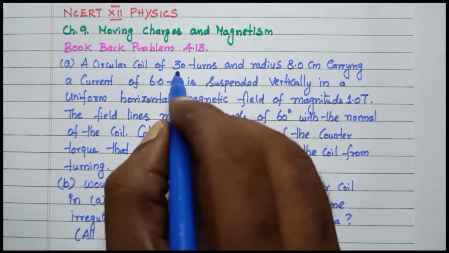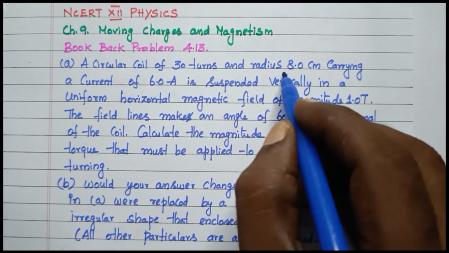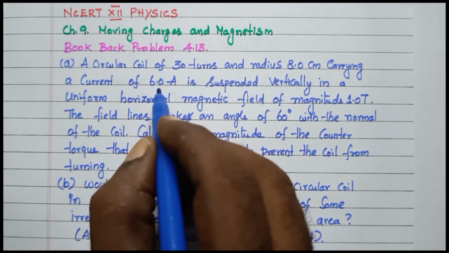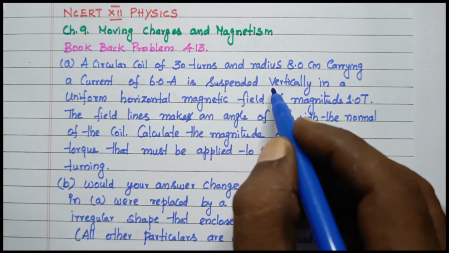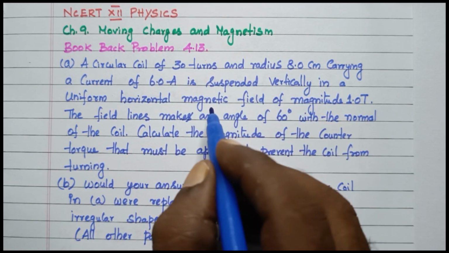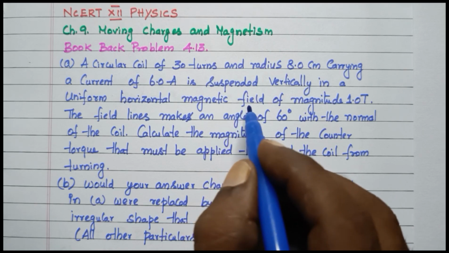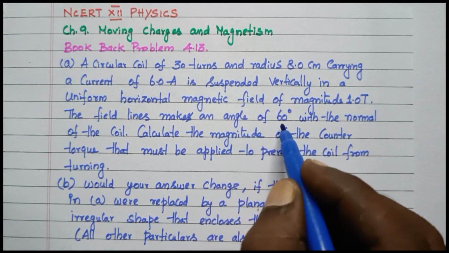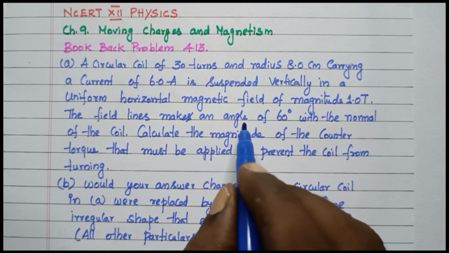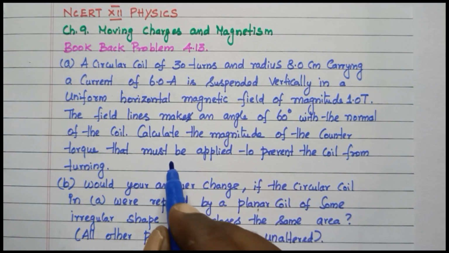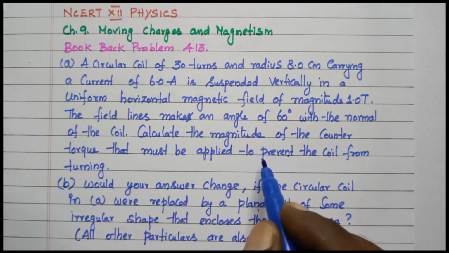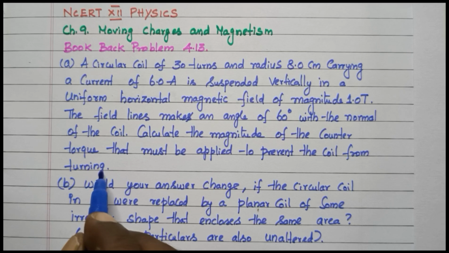Number of turns is given, which is 30. Radius is 8.0 centimeter. Current is 6.0 ampere. A coil is suspended vertically in a magnetic field. Magnitude of the magnetic field is 1.0 Tesla. Angle is 60 degree. This is the angle between magnetic field and area vector. What is asked? We have to find the counter torque that must be applied to prevent the coil from turning.